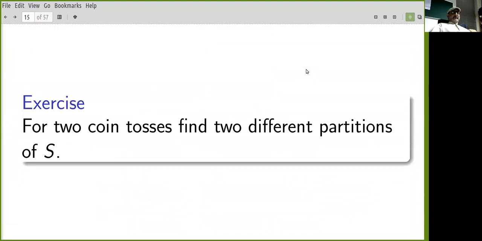Okay, so for two coin tosses, find two different partitions of S, right? So you've got HH, HT, TH, and TT. That's your sample space S. As an exercise, find two different partitions of this S.